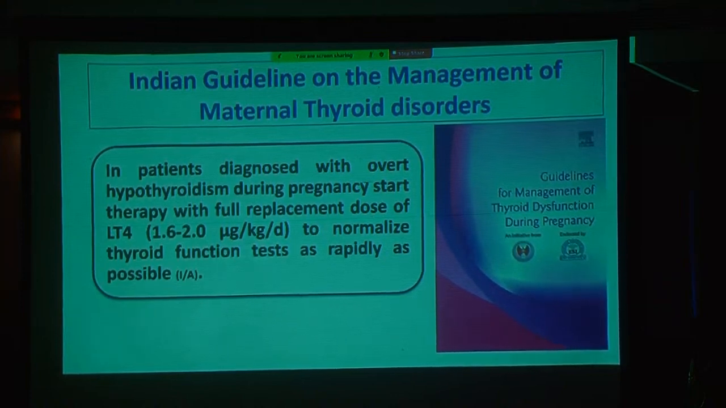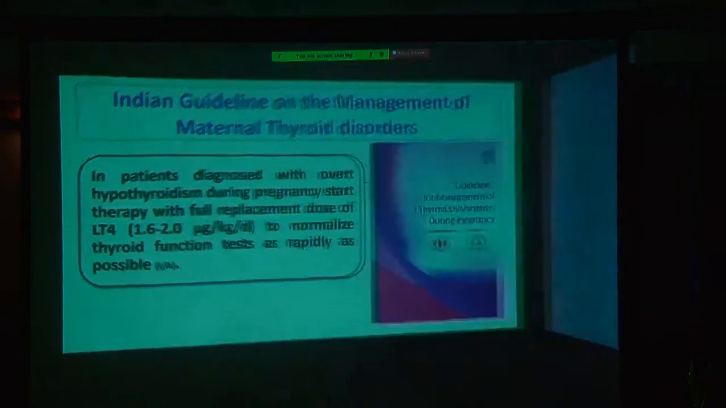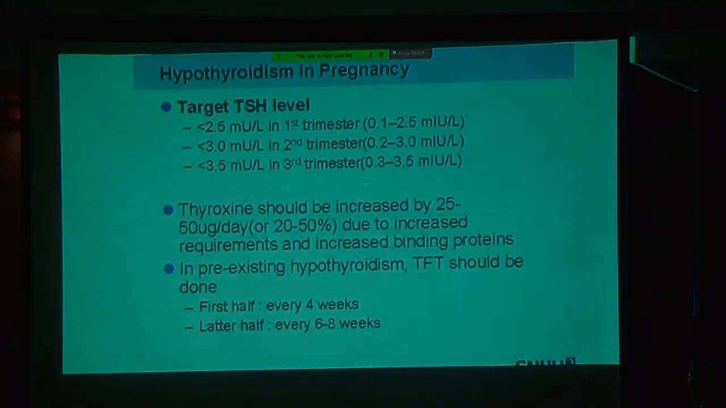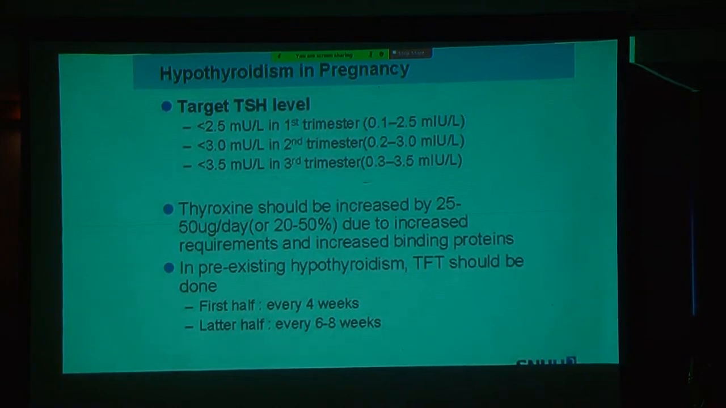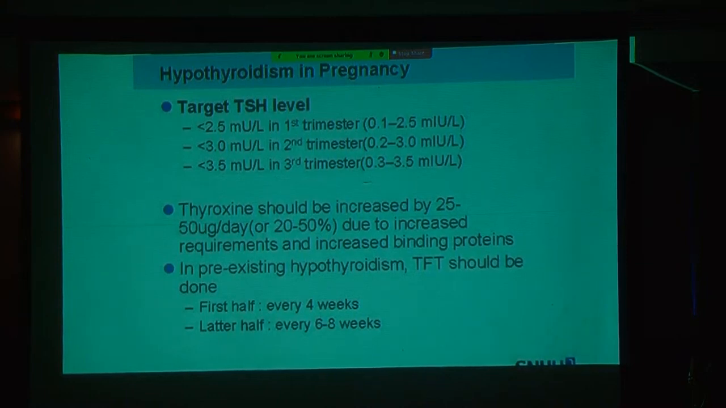The full replacement dose should be given, because you cannot wait. That is the time of the patient's organogenesis, and all the complications set in if you then increase by 25. Don't do that. That is the recommendation: a full replacement dose. Whatever guidelines are given are for the diagnosis. There is a difference between Indian and American guidelines, but for the target they all recommend the first trimester 2.5, second trimester less than 3, and third trimester less than that. This should be the target.